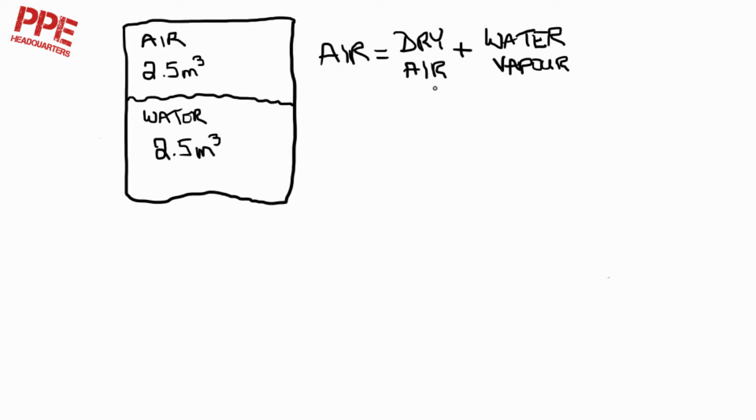Since they're both gases, Dalton's law of partial pressures works. So if we look at this section up here, we have air, which is dry air and water vapor. Therefore, by Dalton's law, P total equals the partial pressure of the dry air plus the partial pressure of the water vapor.